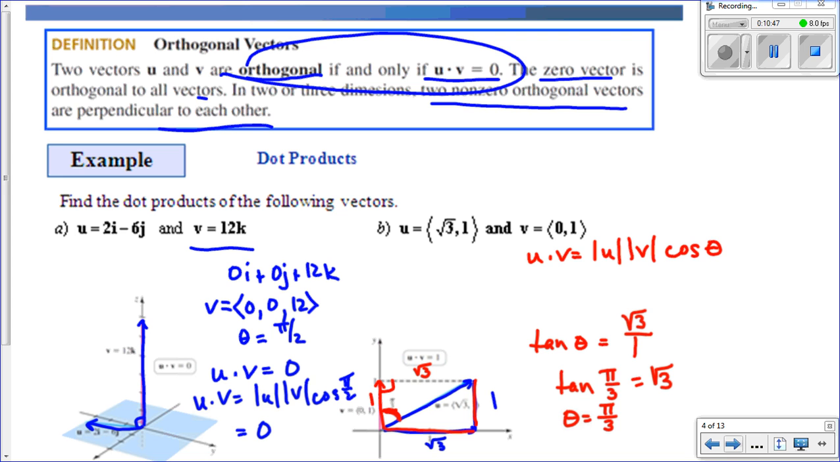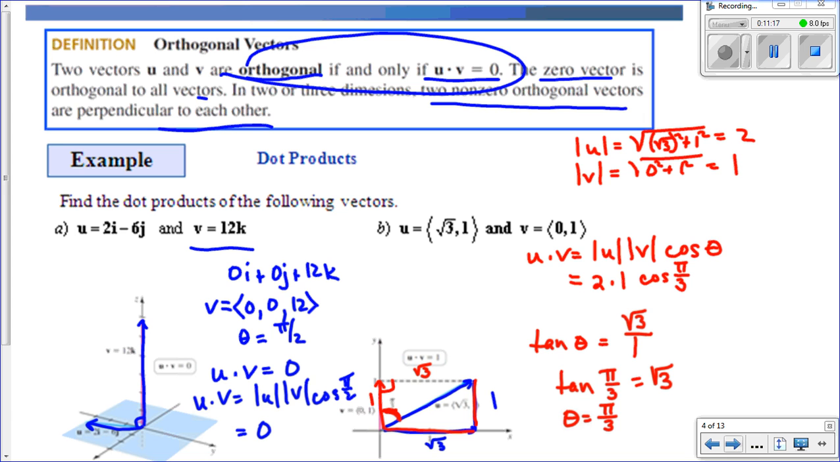So now the dot product of u and v, we can find the magnitude of u, which is the square root of the square root of 3 squared plus 1 squared, which is 2. The magnitude of v will be the square root of 0 squared plus 1 squared, which is 1. So u dot v will be 2 times 1 times cosine of pi over 3. Cosine of pi over 3 is 1/2. So it's 2 times 1 times 1/2, which gives us a value of 1. So the dot product u dot v is equal to 1.